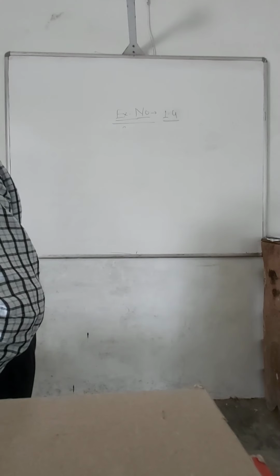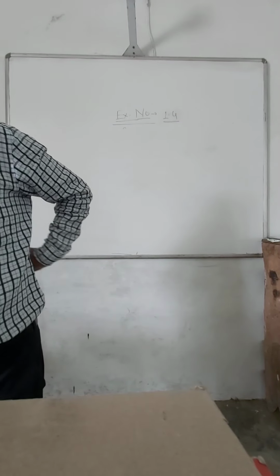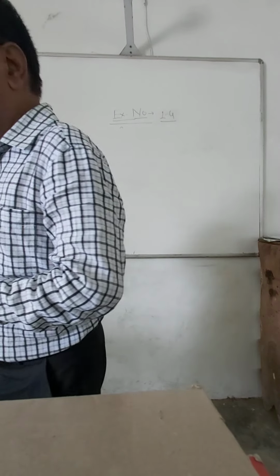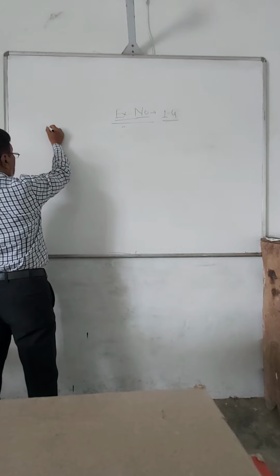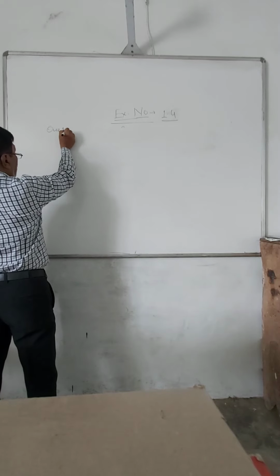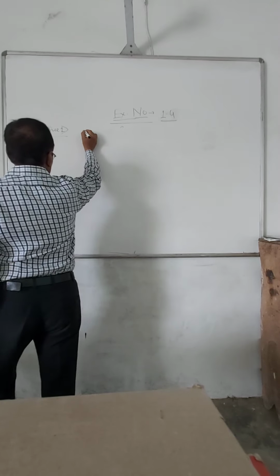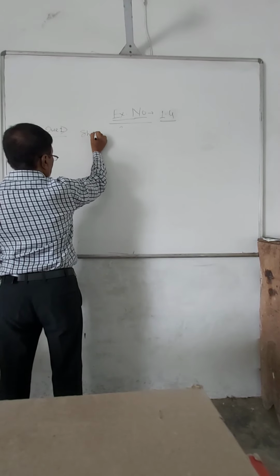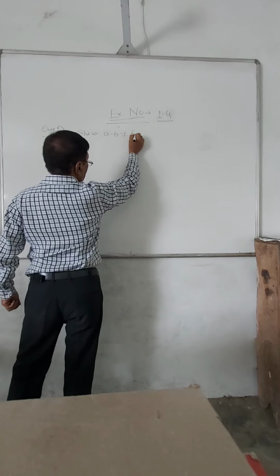Question number 1 is here. In each of the following, you have to show that a minus b is not equal to b minus a.